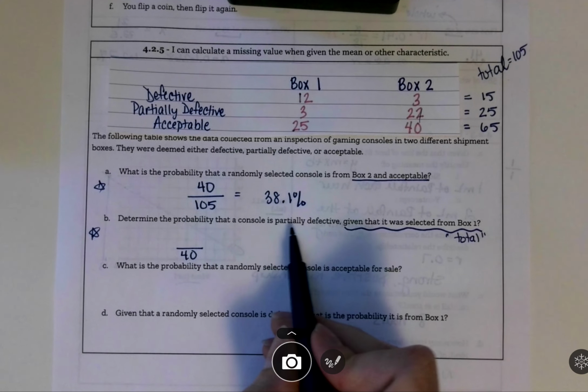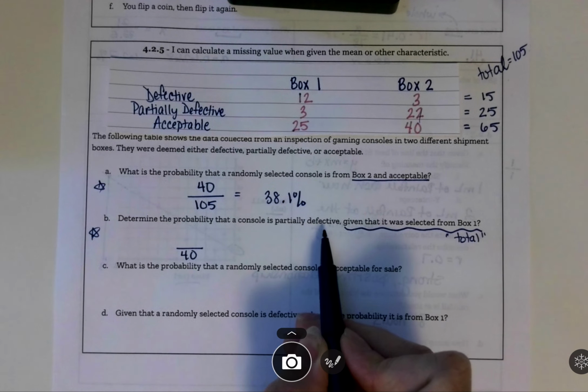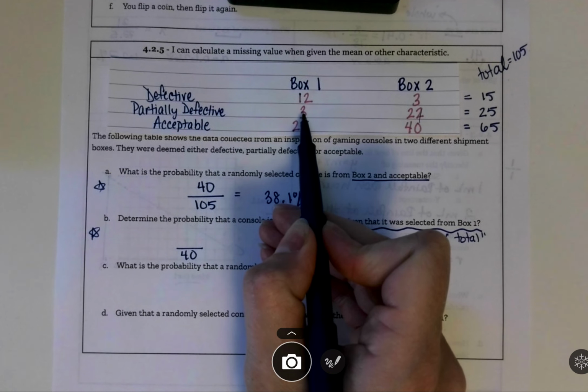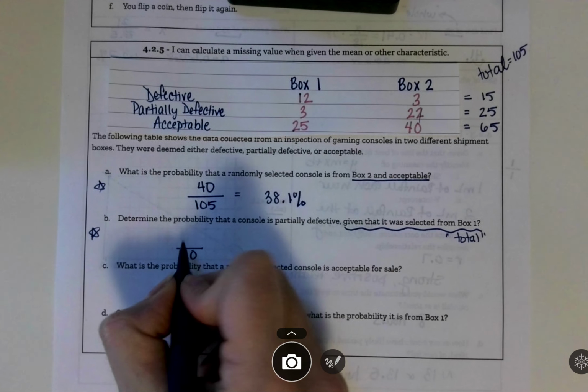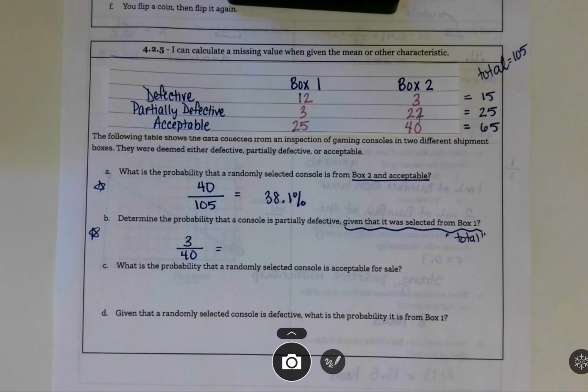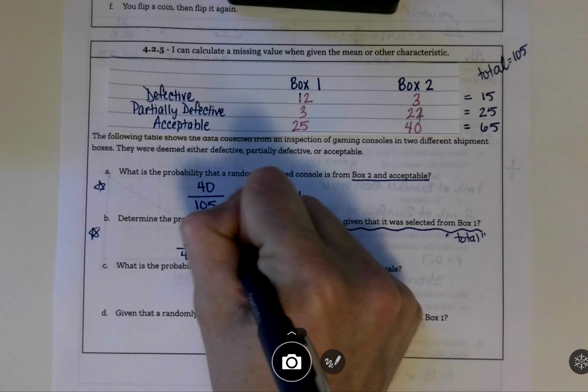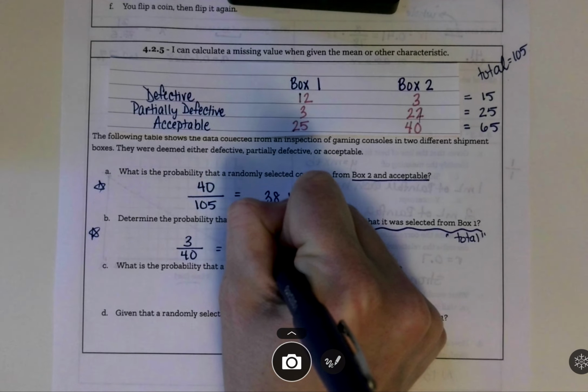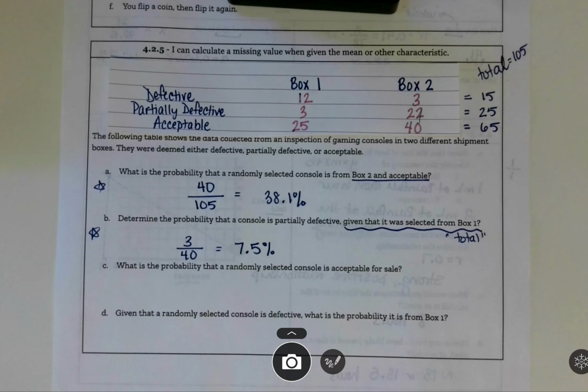And then I'm looking at partially defective. So just the partially defective in box 1 is 3. So 3 out of 40. I'm going to divide those out to get my percentage, and that is 7.5%. I will leave the other 2 for you to try, and then you can check the answer key to see how you did.